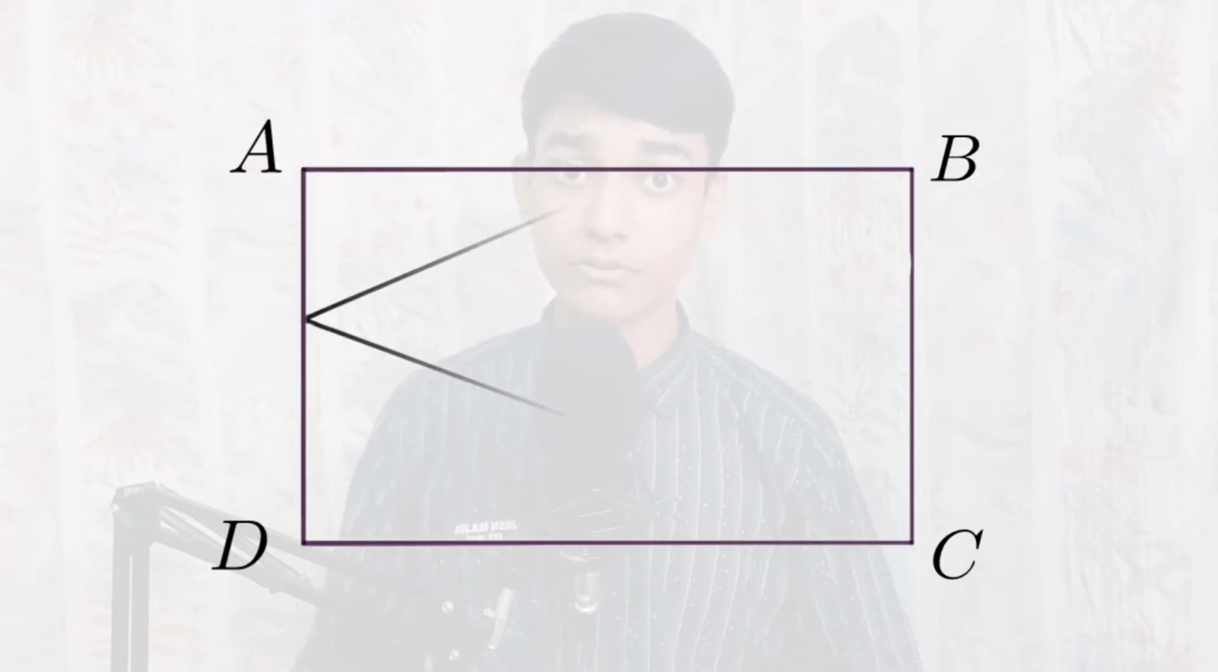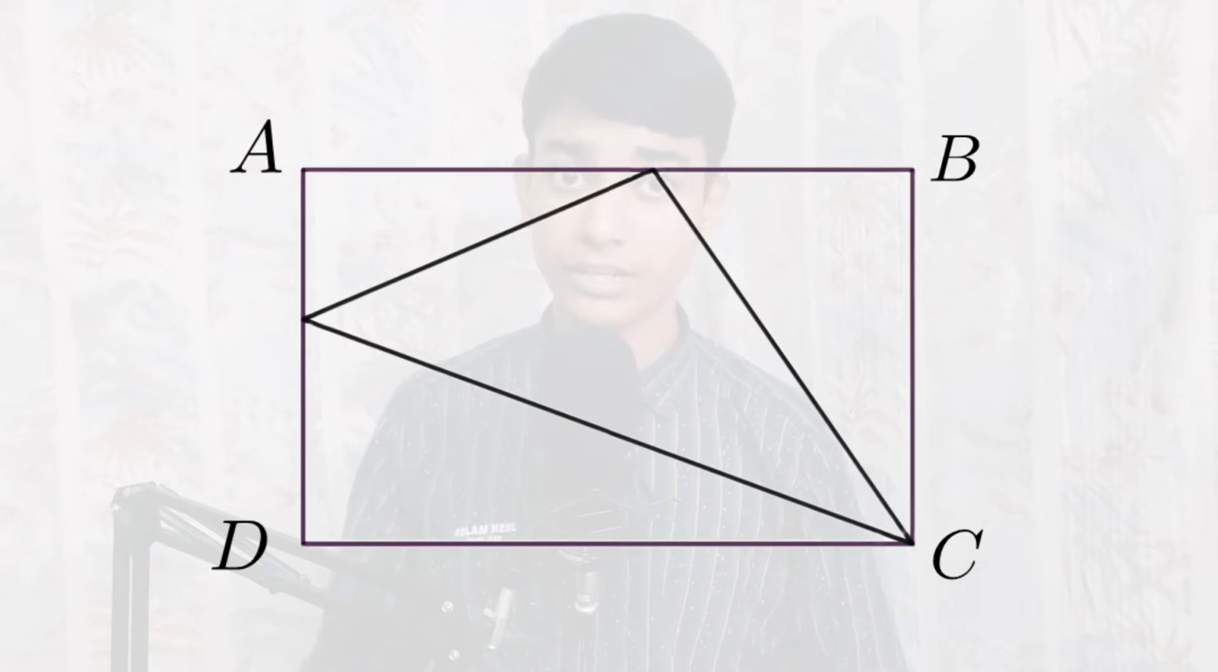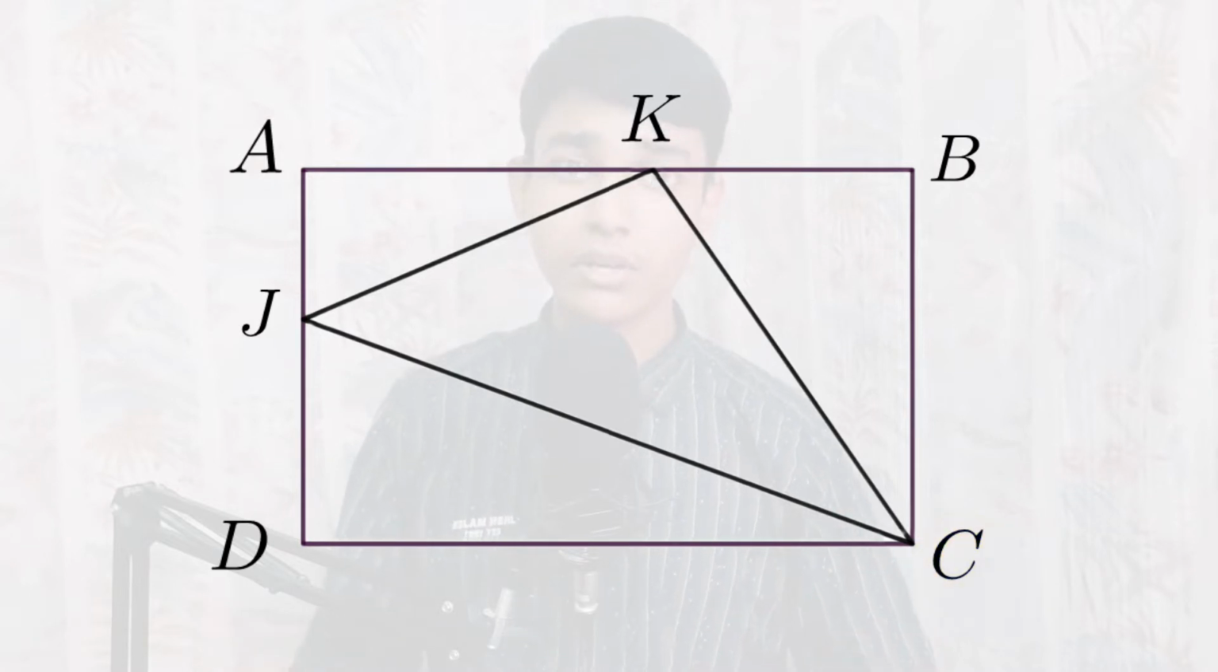So today we have a nice geometrical problem. We take a rectangle and label its corners as A, B, C, D. Now we inscribe a triangle inside this rectangle and label its corners as J and K, and one of the corners is already the point C. Now because of these new line segments, the rectangle has been divided into 4 triangles.